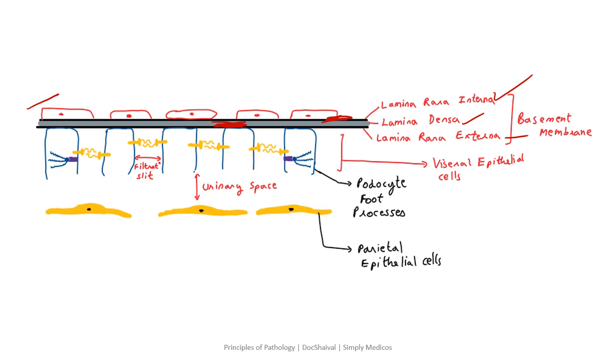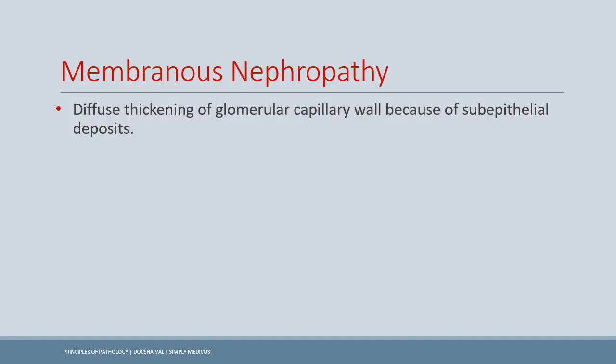Now, if we are saying we have subepithelial deposits, then we would have the depositions over here. Because these are the epithelial cells, recall that these are the visceral epithelial cells and these are the parietal epithelial cells. Okay. So those are very important to understand about the depositions in the various diseases. So that's all over here. Now, membranous nephropathy is the diffuse thickening of the glomerular capillary wall, and that's because of the subepithelial deposits.